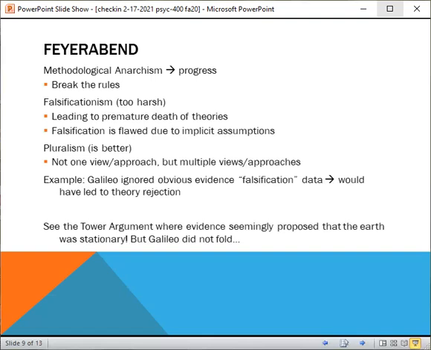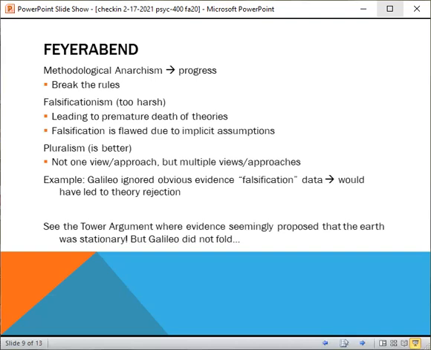Now, the church had play in this as well, because the church was definitely of the belief that we are special, we are humans, God's favorite, that type of thing, and therefore it makes sense that we are at the center of everything, and the world is stationary and everything revolves around us. So Galileo talks about this experiment, or it's discussed in the textbook, the tower argument, where evidence seemingly proposed that the Earth was stationary.